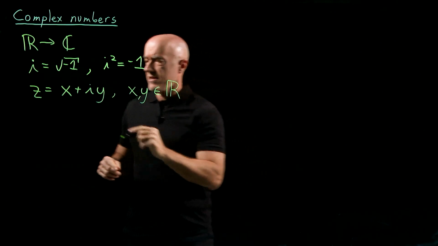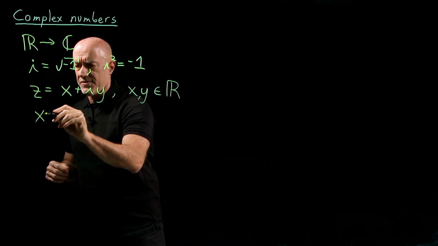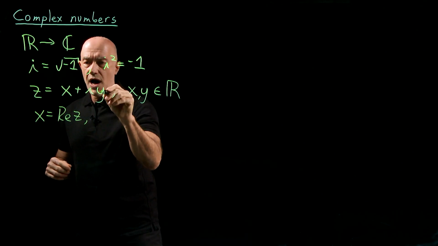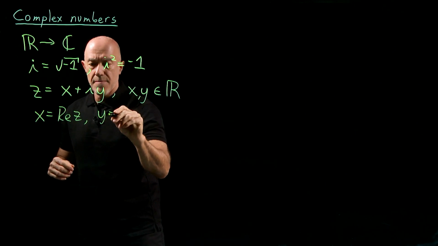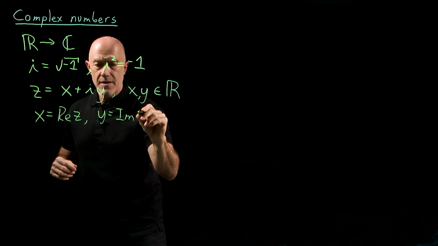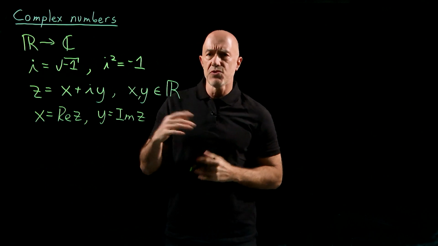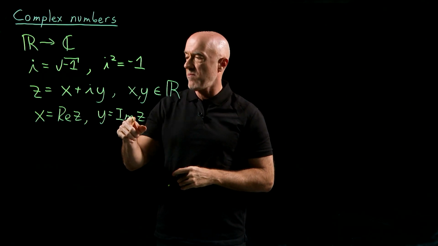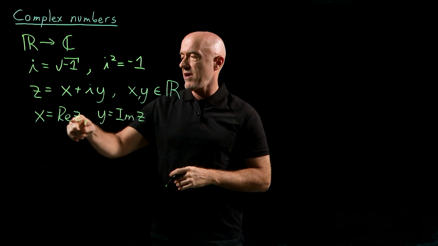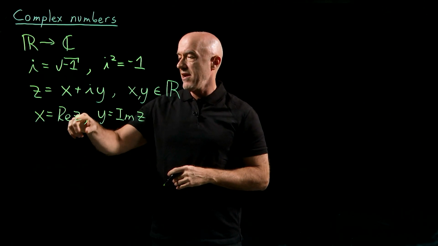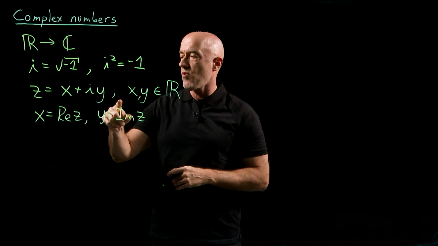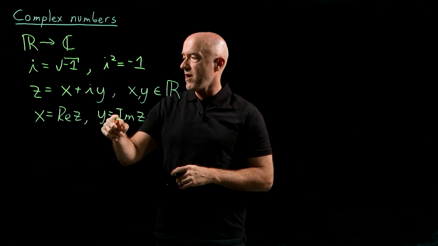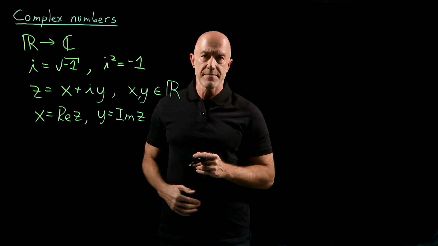This x is called the real part of z, and this y is called the imaginary part of z. So there are two new functions I've introduced here, the real part and the imaginary part, that take a complex number and return a real number. Here, if z is x plus iy, the real part of z returns x, and the imaginary part of z returns y.